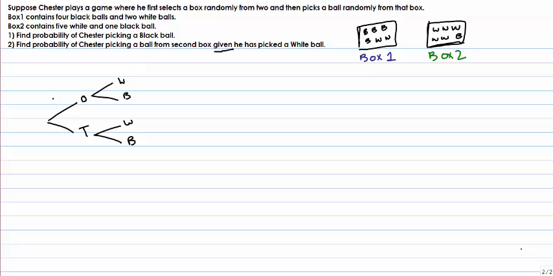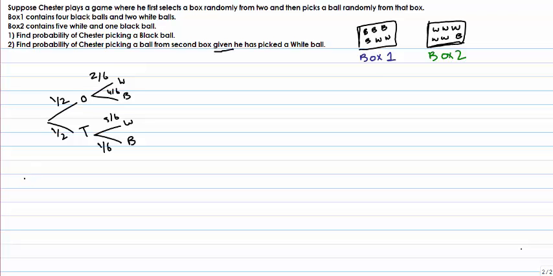Okay, now we have to label with the values. To select each box we would have a probability of 1 by 2, 1 by 2, and the probability of selecting a white ball from the first box would be 2 by 6, and a black ball would be 4 by 6. Probability of selecting a white from the second box would be 5 by 6, and simply 1 by 6 for a black ball.